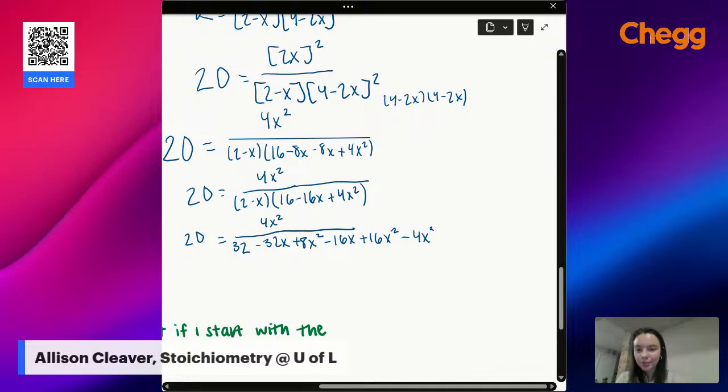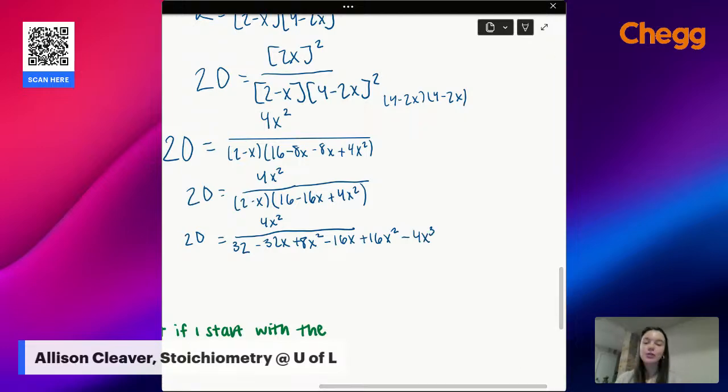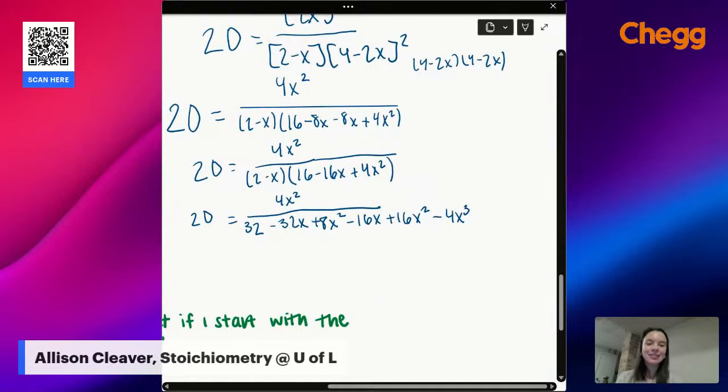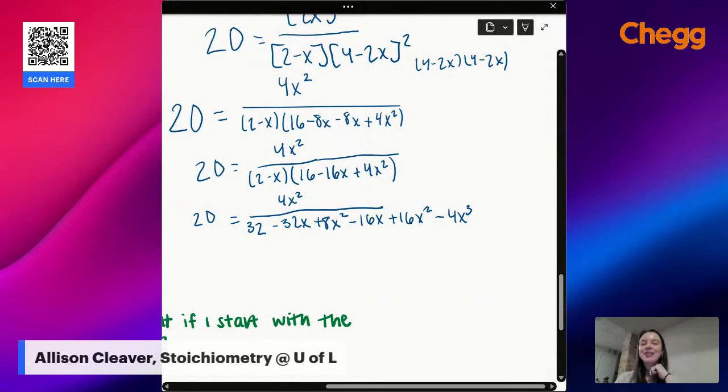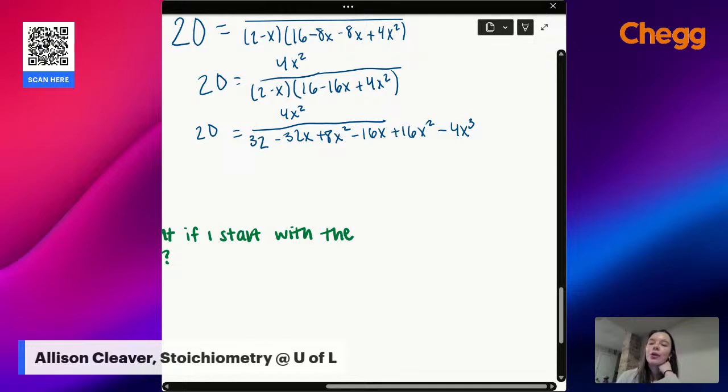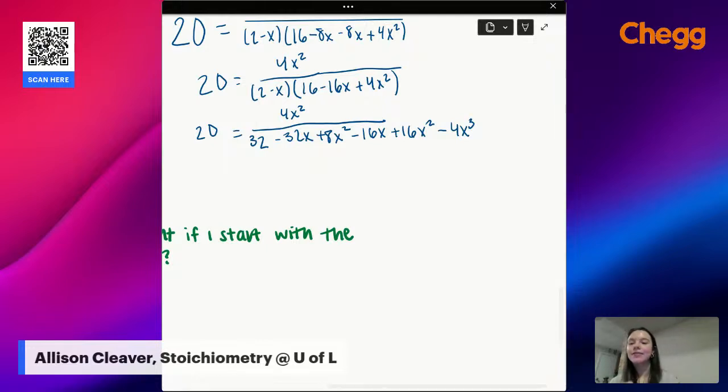Oh, this might not be the quadratic formula. I did not think this through very well. Oh, well, we're still going to try to solve it. Okay. Now, what we're going to do is multiply everything on the bottom over to the left side.